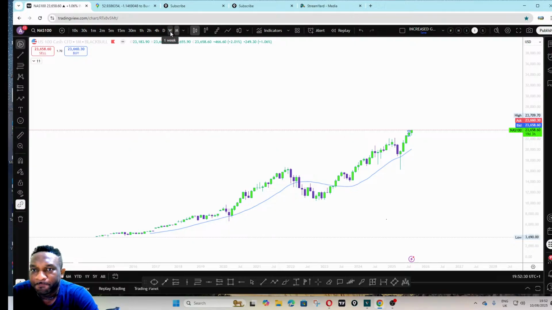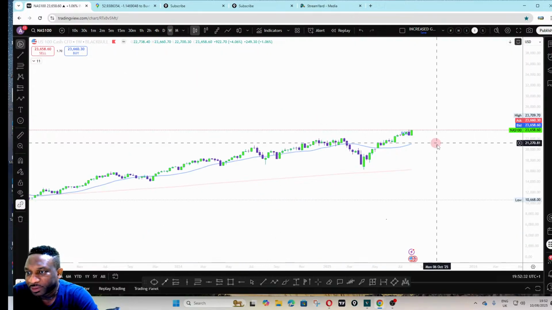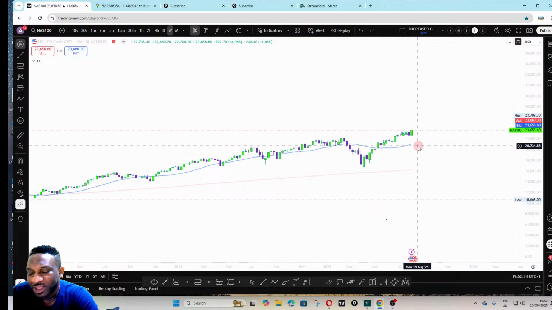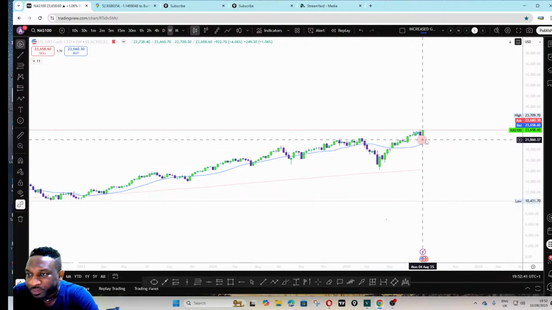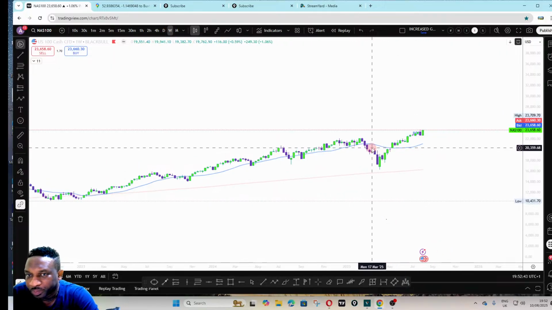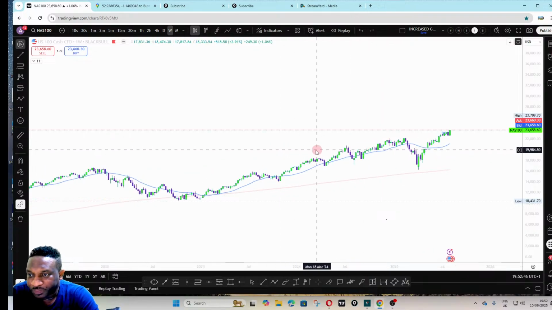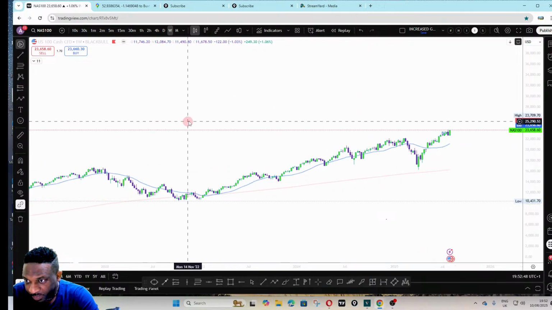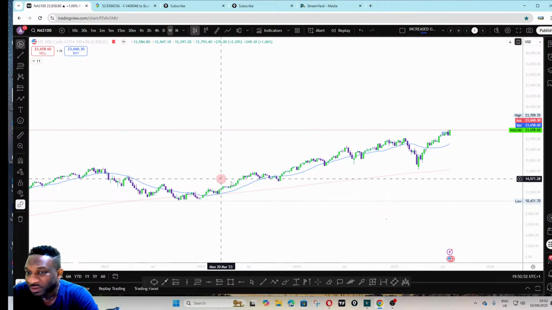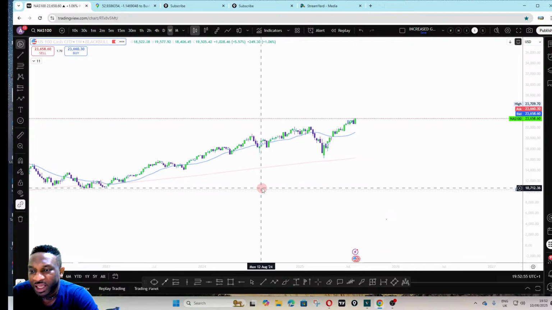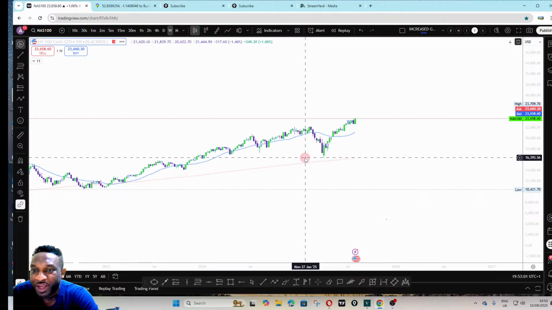So let's go to the weekly. What we wanted to see on there is whether price is bullish or bearish on the higher time frame. That's what we want to see there. So we can see it's bullish. So what we can do on this higher time frame is maybe just marking out key monthly or weekly areas.